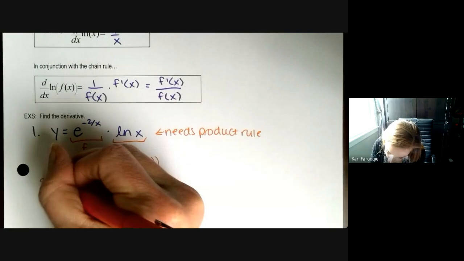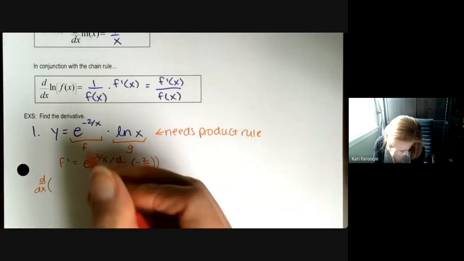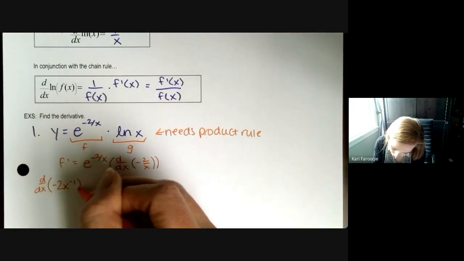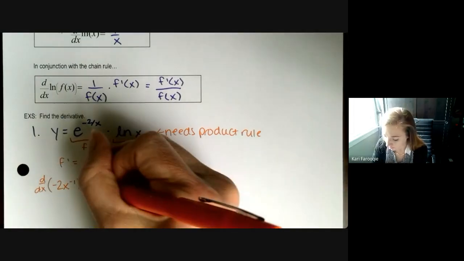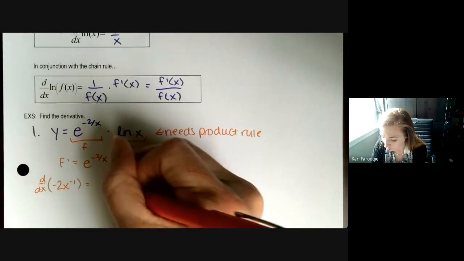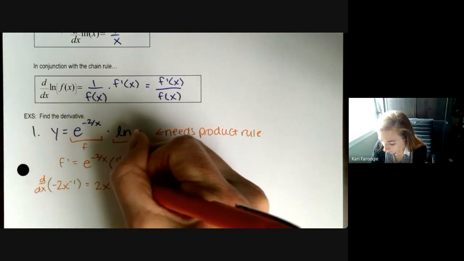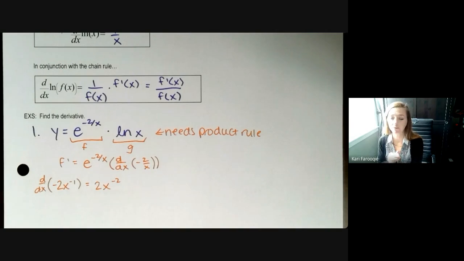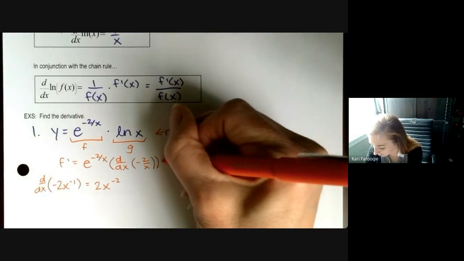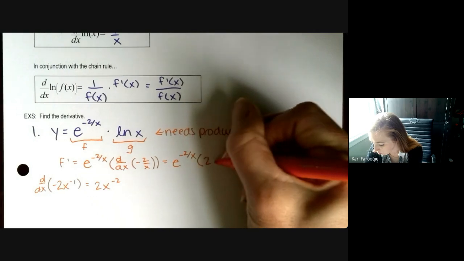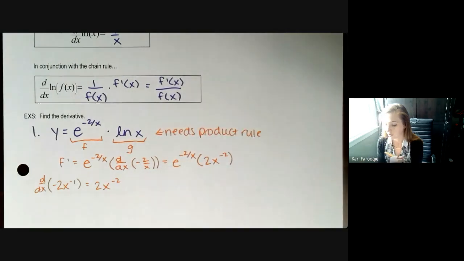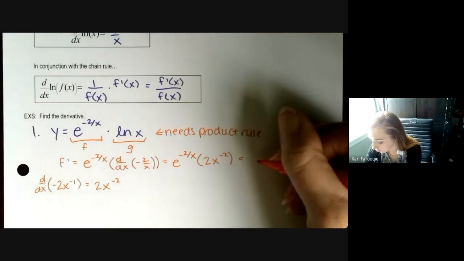I know there's a lot of separate work we need to do here in order to find this derivative. So I would say that the derivative of negative 2x to the negative first, just rewriting this so that we can use the power rule, is going to be positive 2x to the negative second. All right, so now we can rewrite this as e to the negative 2 over x times 2x to the negative second. If you'd like, you can go ahead and rewrite this with a positive exponent.